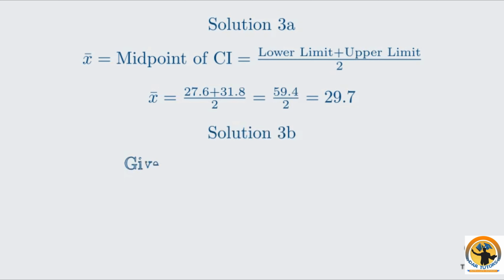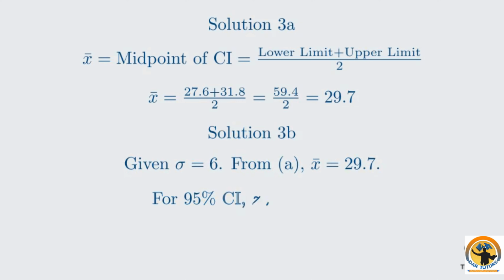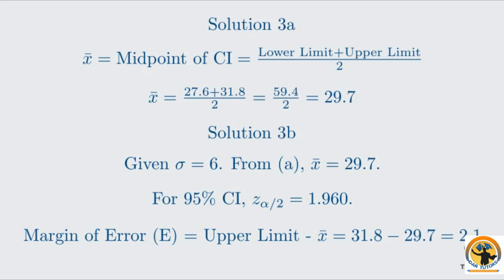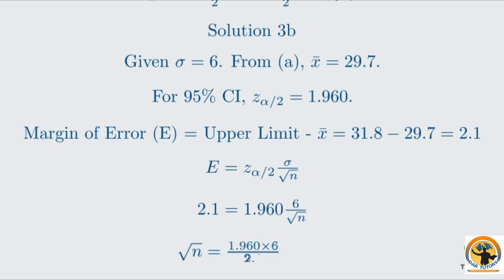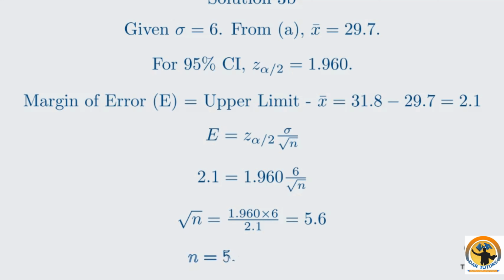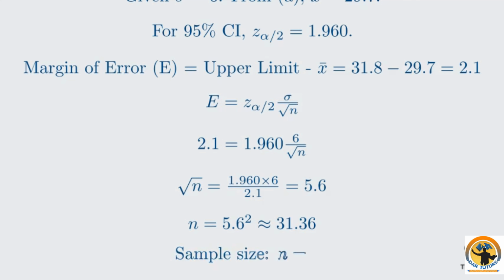For part B, we are given sigma equals 6. We know the 95% confidence interval is x bar plus or minus 1.960 times sigma over root n. From part A, we know x bar is 29.7. We can calculate the margin of error from the given interval as the upper limit minus the sample mean, which is 2.1. Now we have an equation. 2.1 equals 1.960 times 6 over root n. Solving for root n, we get root n equals 5.6. Squaring both sides, n is approximately 31.36. We must round up, so the sample size was 32.